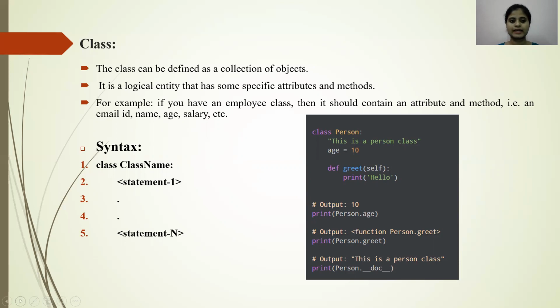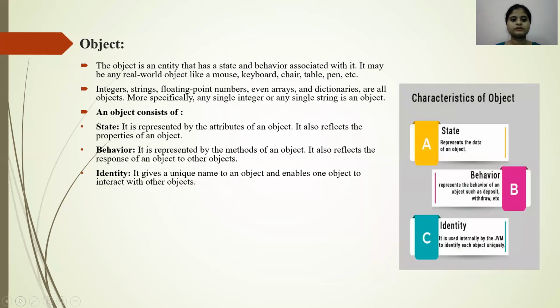Let's have a look at the second type, object. The object is an entity that has a state and behavior associated with it. It may be any real world object like a mouse, keyboard, chair, table, pen, etc. Integers, strings, floating point numbers, even arrays and dictionaries are all objects. More specifically, any single integer or any single string is an object.